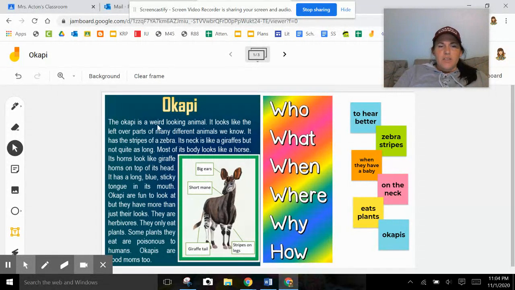Okapis. The okapi is a weird looking animal. It looks like the leftover parts of many different animals we know. It has the stripes of a zebra. Its neck is like a giraffe's, but not quite as long. Most of its body looks like a horse. Its horns look like giraffe horns on top of its head. It has a long, blue, sticky tongue in its mouth. Okapi are fun to look at, but they have more than just their looks. They are herbivores. They only eat plants. Some plants they eat are poisonous to humans. Okapis are good moms too.